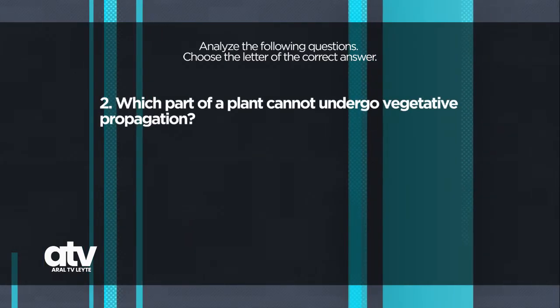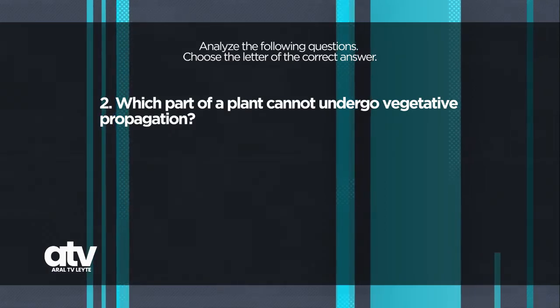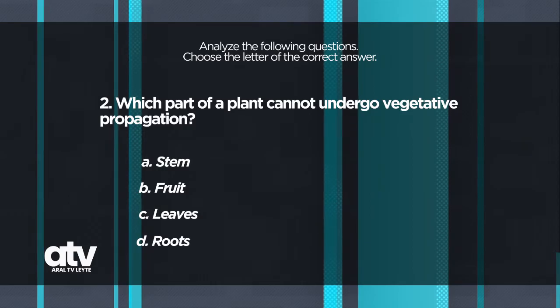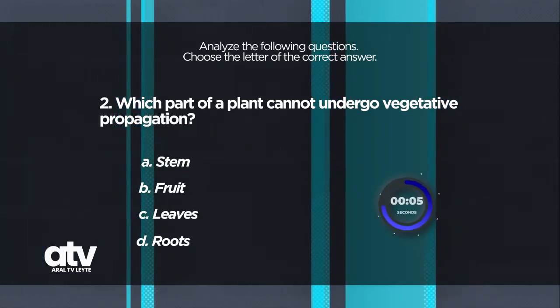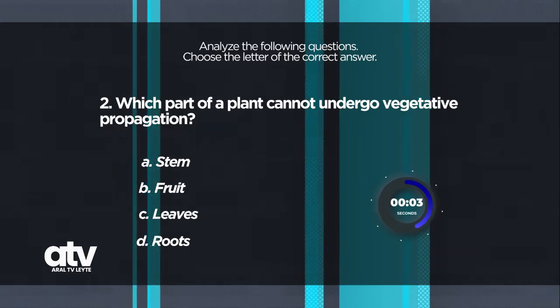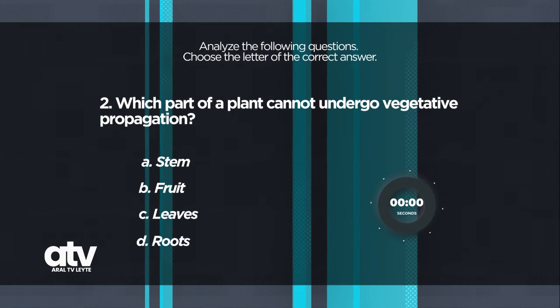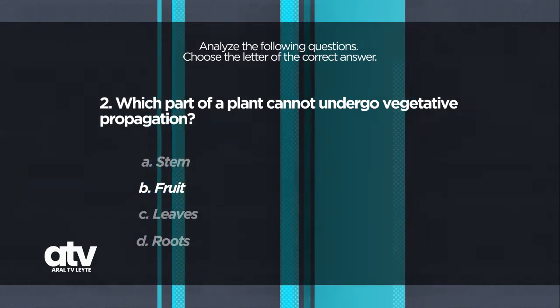Number 2. Which part of a plant cannot undergo vegetative propagation? A. Stem. B. Fruit. C. Leaves. D. Roots. The correct answer is letter B. Fruit.